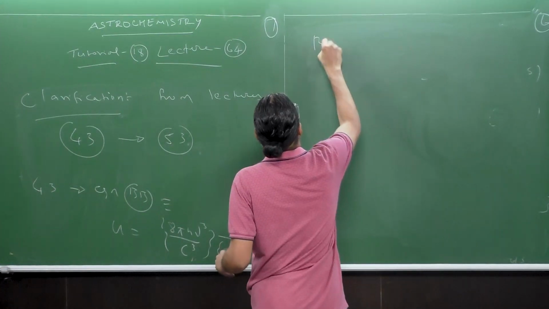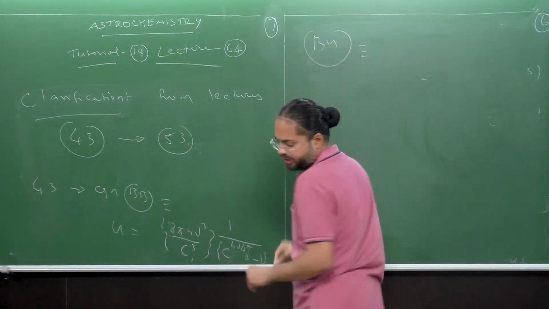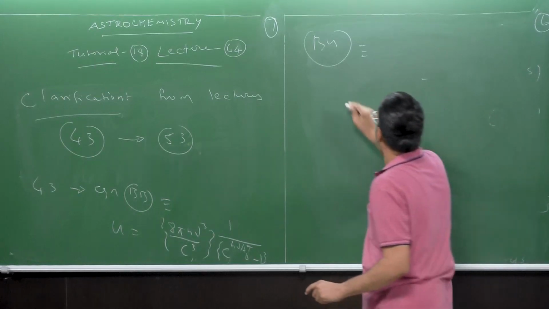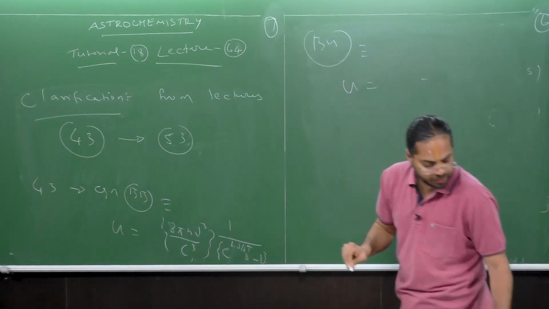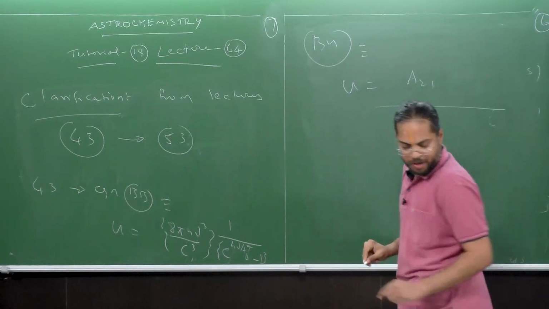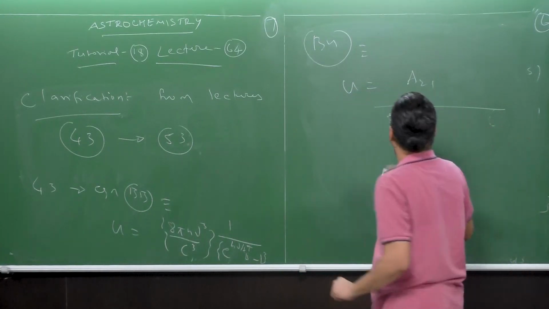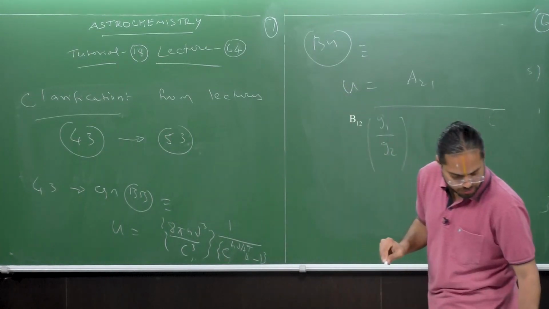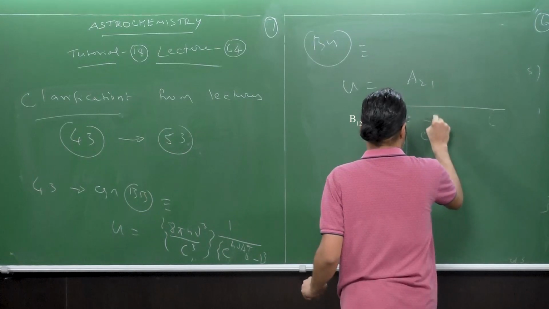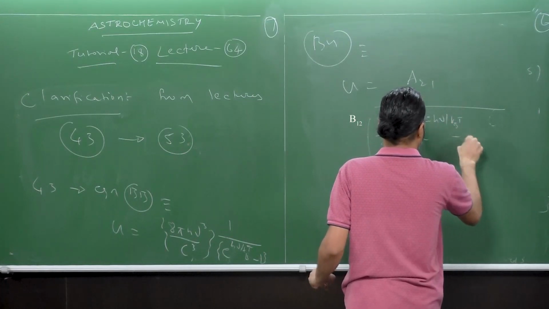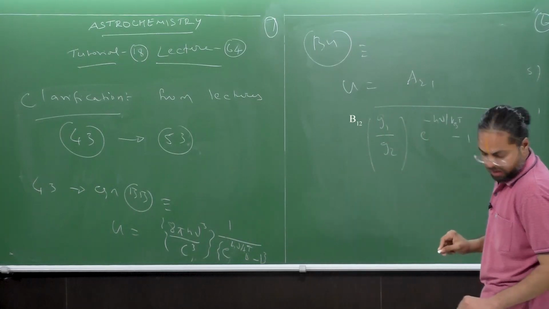Now in the same lecture, we also had one more equation called equation BU. Equation BU was written such that my U was something like A21 divided by G1 by G2 times e to the power minus h nu by kBT, minus B21.